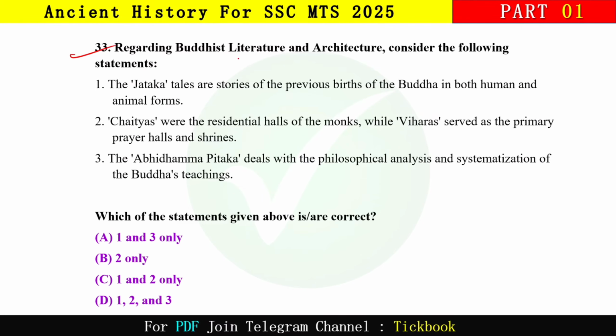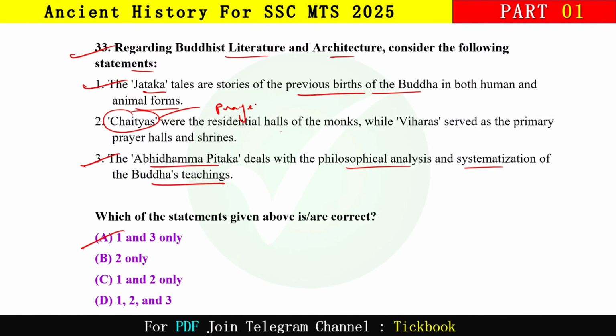33. Regarding Buddhist literature and architecture, consider the following statements. Option number A, 1 and 3 only. 1. The Jataka tales are stories of the previous births of the Buddha in both human and animal forms. 3. The Abhidhamma Pitaka deals with the philosophical analysis and systematization of the Buddha's teaching. And Chaityas are not residential halls of monks, a Chaitya was a prayer hall.